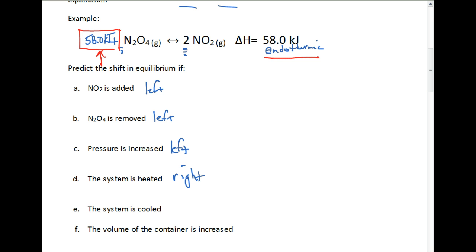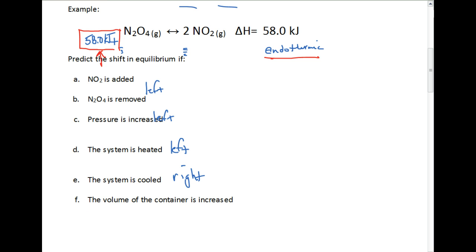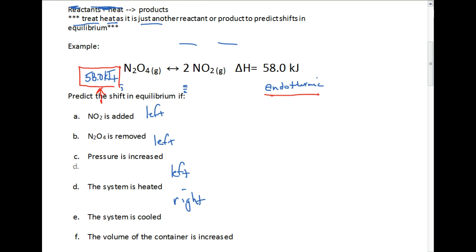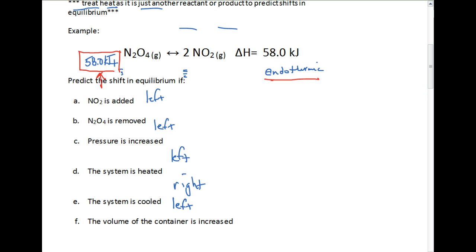Now, if the system is cooled, again, this is the same exact system. So instead of adding heat, we're removing heat. Okay, so the system is cooled. Like I said, instead of adding heat, we're removing heat. If we added heat, it does shift to the right, as in the example in D. So we're cooling it, it's going to shift left. Okay. And the last one we're talking about here is if the volume of the container is increased.